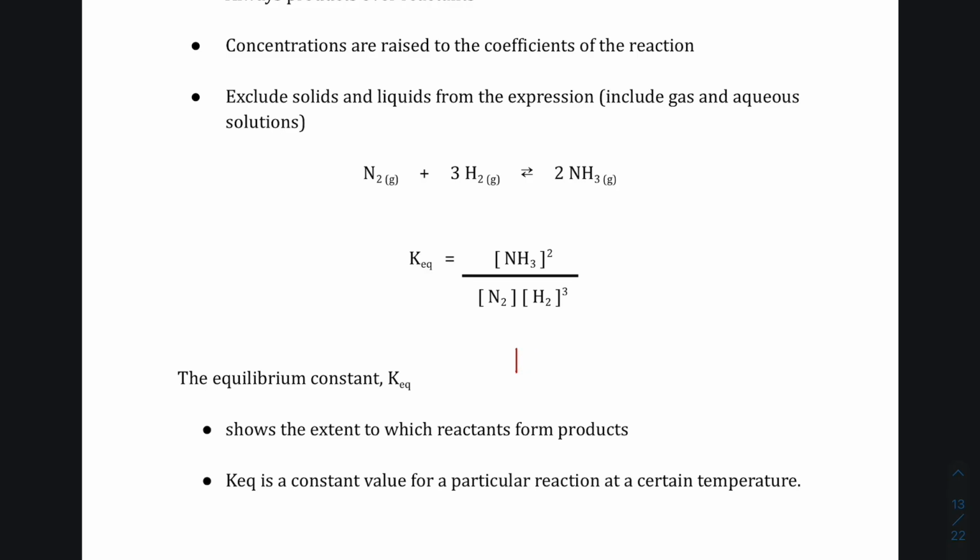We'll do that in a minute. Okay, so this shows the extent to which the reactants form products. If you have a big K, you are going to make a lot of products. If you have a small K, you are going to have a small amount of products and a large amount of reactants.